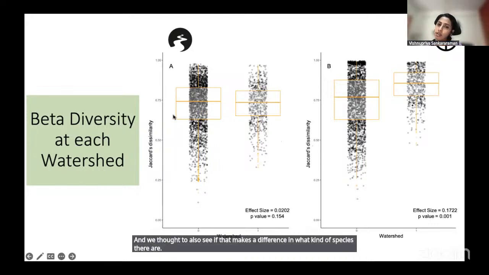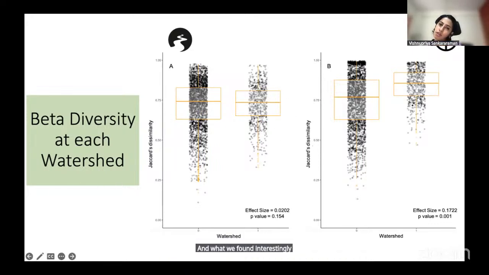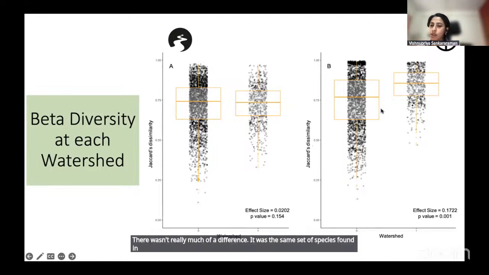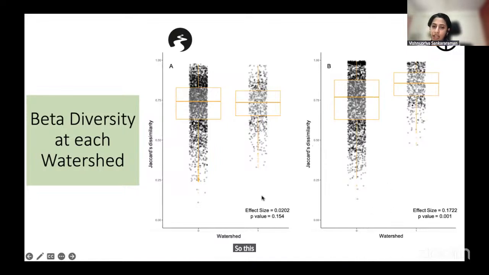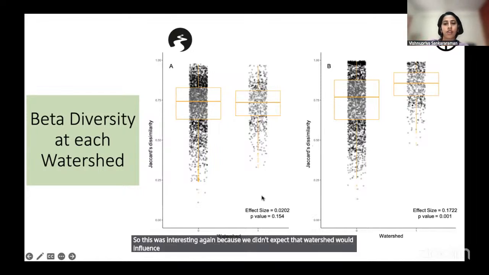What we found, interestingly, was that in the stream frogs there wasn't really much of a difference. It was the same set of species found in both watersheds. But if you looked at the terrestrial frogs, there's actually a slight difference here. This was interesting again because we didn't expect that watershed would influence terrestrial frogs as much.